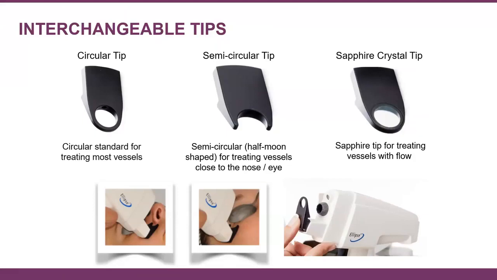And the third one, this has a sapphire crystal glass within it, so we can use this to actually apply a little bit of pressure, particularly useful when you're treating large spider nevi. So you apply pressure in the center of that spider nevi, and it reduces the flow of the blood, so you have a much more chance of getting good coagulation of that vessel.